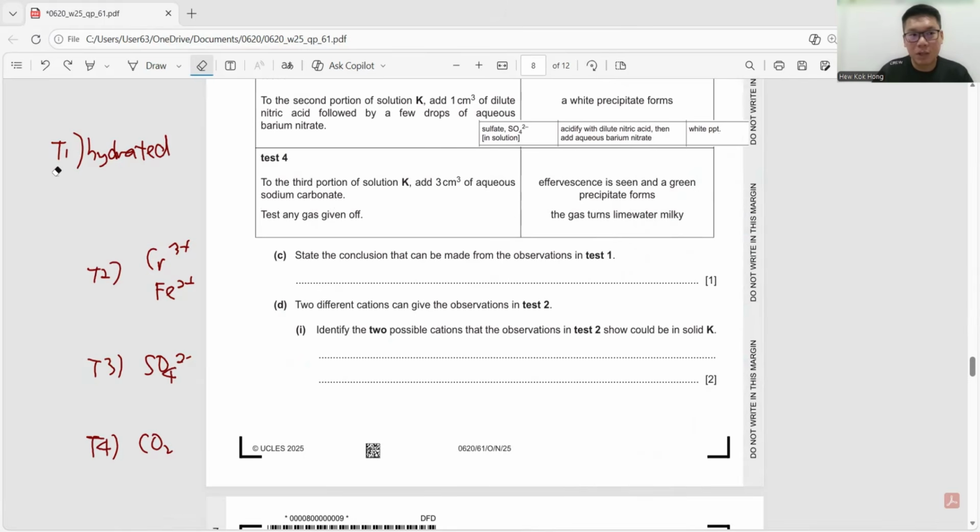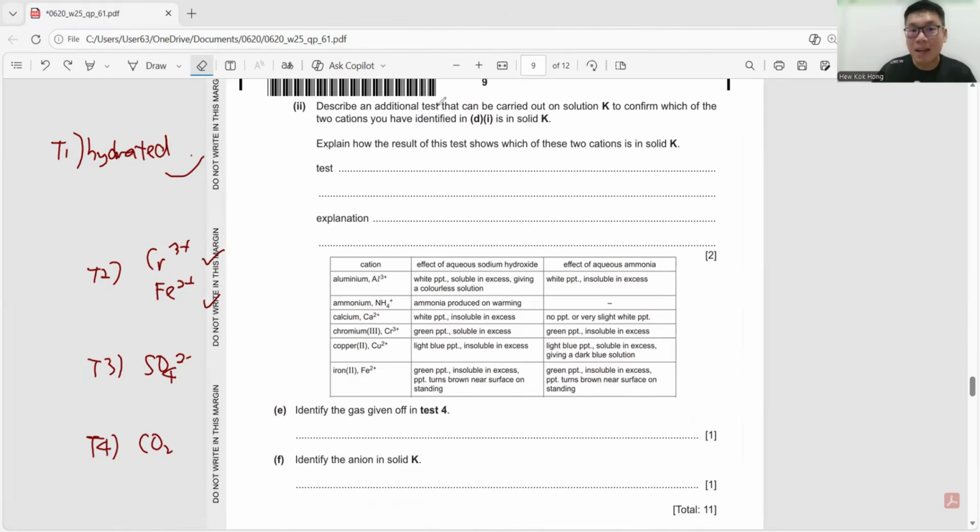Then we can see the questions based on the info. The first question states the conclusion that can be made from the observation in test 1. So it is hydrated. 2 different cations can give the observation in test 2. Identify 2 possible cations. They do not say name or formula, so you can write either one. So you can just write this.